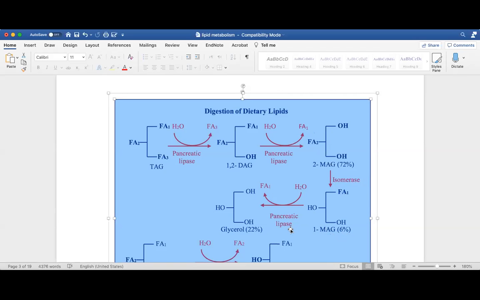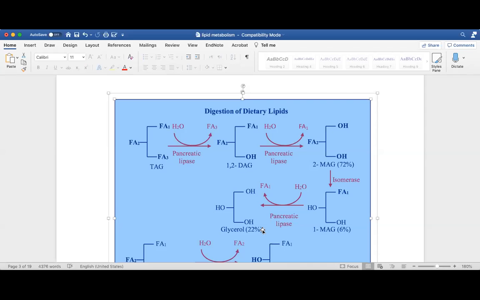Then pancreatic lipase works again. This means that pancreatic lipase cannot act on position number 2. So we have to translocate the fatty acid from position number 2 to position number 1. And then by hydrolysis, the fatty acid is liberated, and then we are left with glycerol. Please revise glycerol from carbohydrate chemistry. Glycerol is an alcohol which contains 3 hydroxyl groups. It is the sugar alcohol of glyceraldehyde.